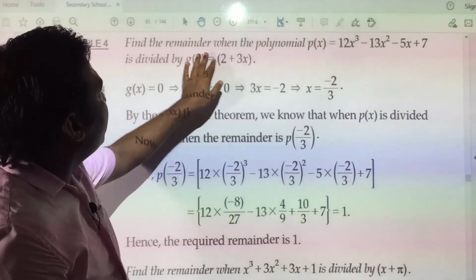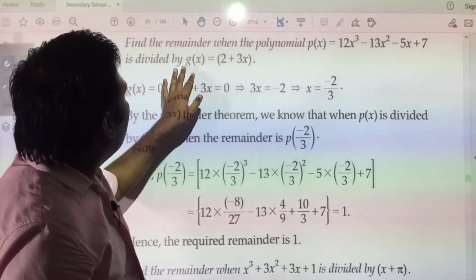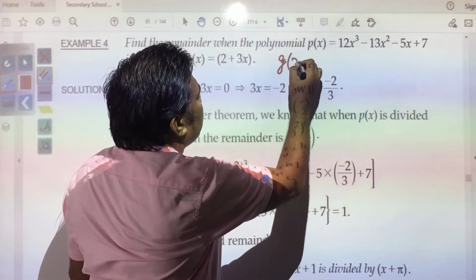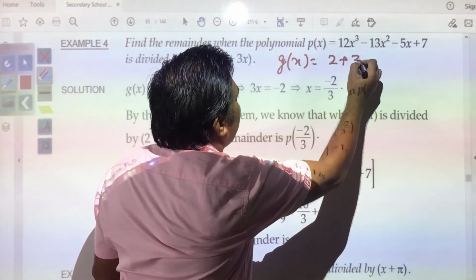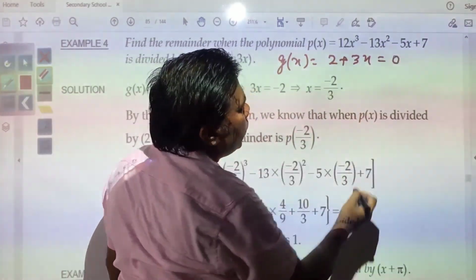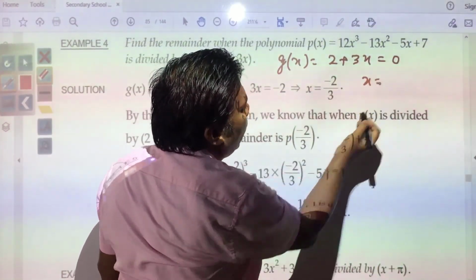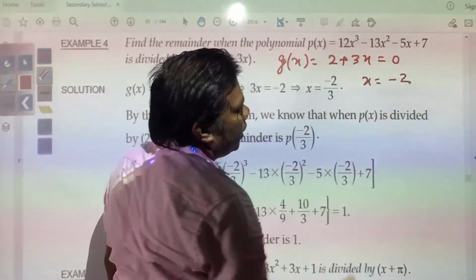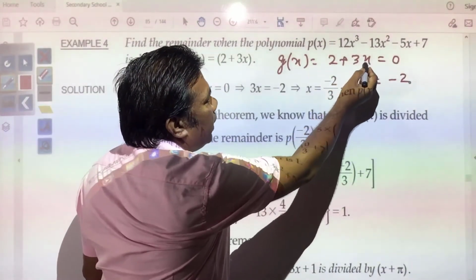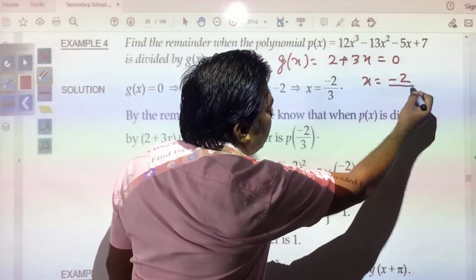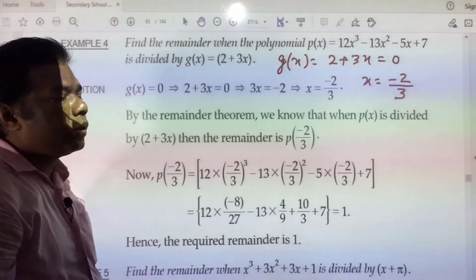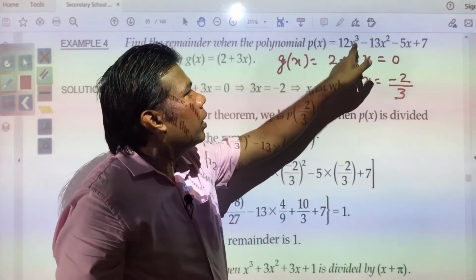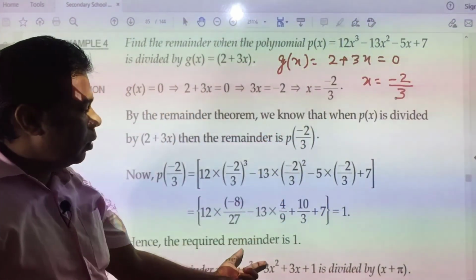Then you have: find the remainder when the polynomial p(x) is equal to this and g(x) is equal to 2 plus 3x. Again the same thing: g(x) is equal to 2 plus 3x, and that is equal to 0. So, x will be what? 2 will be taken to the right side and become minus 2, and 3 into x will go into division. So, x is equal to minus 2 by 3, and this is required to be put in this polynomial in place of x, and you find the value, and that will be your answer.